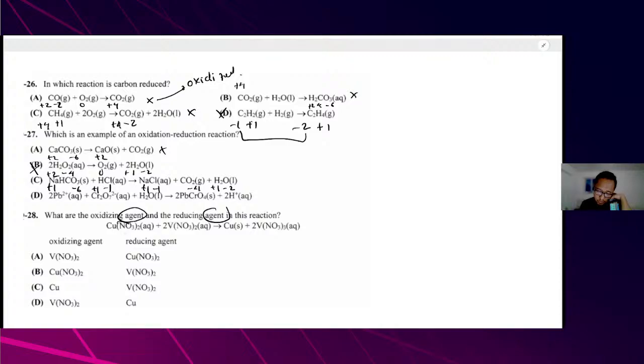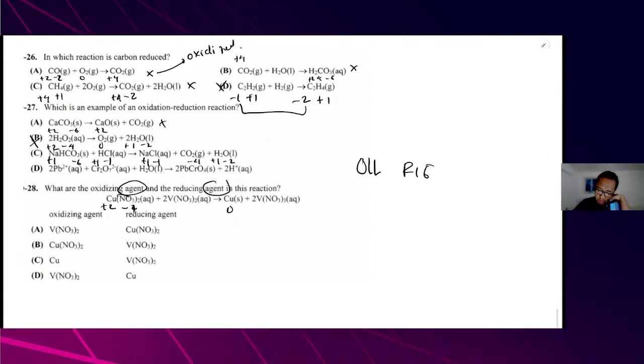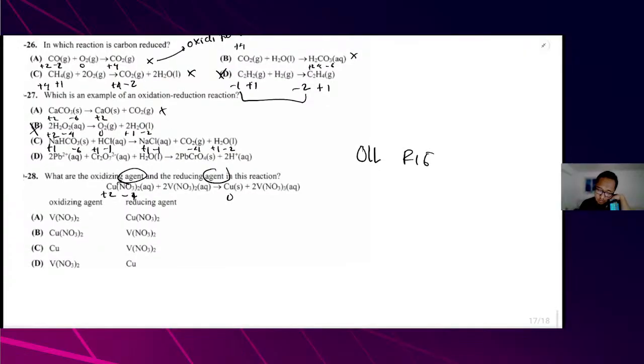Okay, this one should be minus 2, minus 1, right? And then because it's 2, this is 2 plus. So Cu here is 0. So from plus 2 to 0 will be, loose electron, right? Loose electron, yes. So it should be oxidation. Cu should be oxidation.